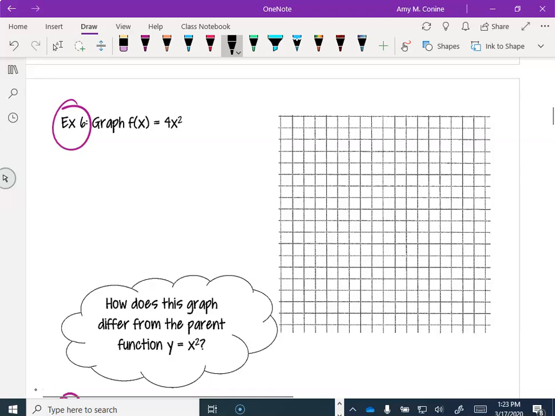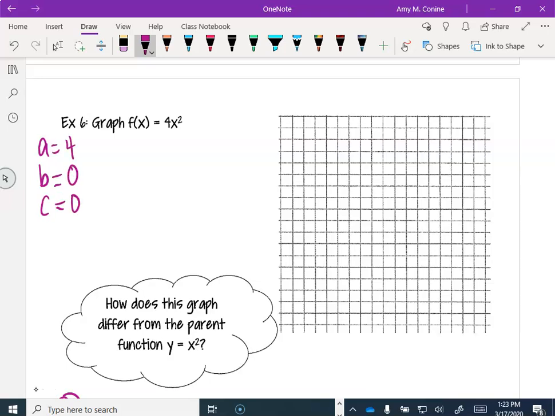So looking at example 6, we have y equals, or f of x equals 4x squared. So we are going to figure out what kind of transformation is happening here. And I think the best thing to do is start where we always start. So do your a, b, and c. So a is 4, b is 0, and c is 0.